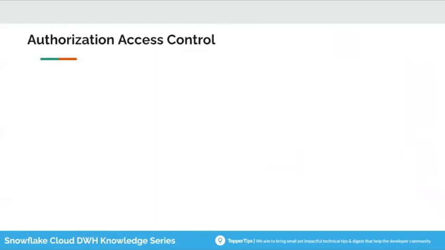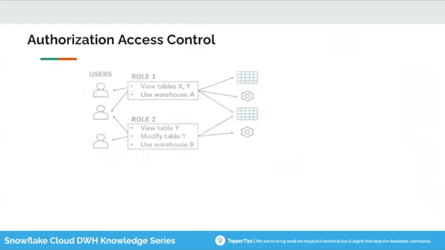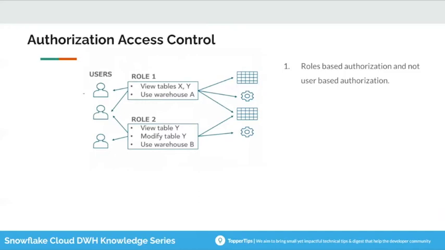Now let's talk about authorization and access control. So you can see here there are three users, and the user in the middle has role 1 and role 2, and each role has different kinds of privileges given on different databases, tables, and warehouses. So what happens? Role-based authorization and not user-based authorization. Authorizations for all database objects, including future objects.